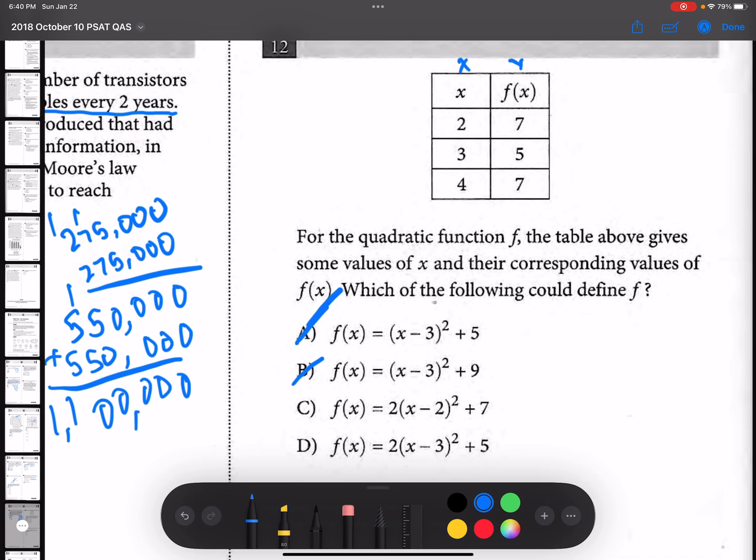Take the next one. 2 minus 2 is 0. 0 squared 1. 2 times 1, 2. 2 plus 7, 9. So it's not that either. Next one, 2 minus 3, 1. Negative 1 squared 1. 2 times 1 is 2. 2 plus 5, 7. So that means D is our answer.